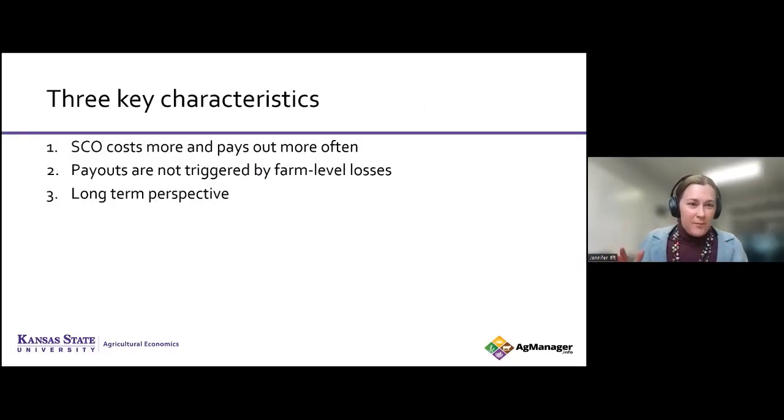So there's a couple key considerations when a producer is thinking about SCO. It really is a different and more intensive way to manage risk, so there are some things you have to be aware of. It's not going to always work like the underlying revenue protection policies that are the norm now. First of all, it's going to cost more. It's going to pay out more on average. It's a typical experience. It is county level, and that's something you need to be comfortable with. It could potentially not match farm level loss. And I'd also say a long-term perspective is important.